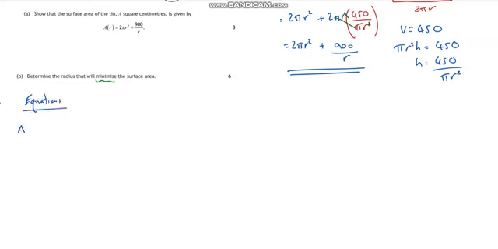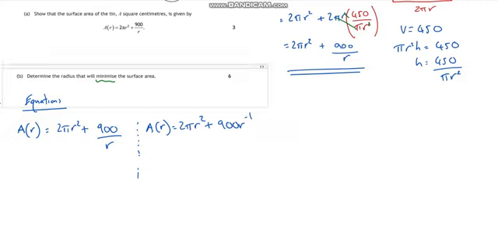So I've got A with respect to r, 2 pi r squared plus 900 over r. Now I'm going to write that down in the non-friendly kind of substitution way, but the good for differentiation way: 900 r to the negative 1. And now I'm going to differentiate. So it'll be A dash with respect to r.